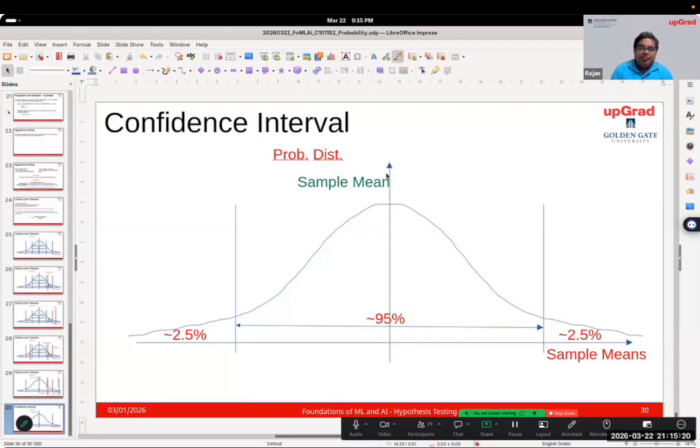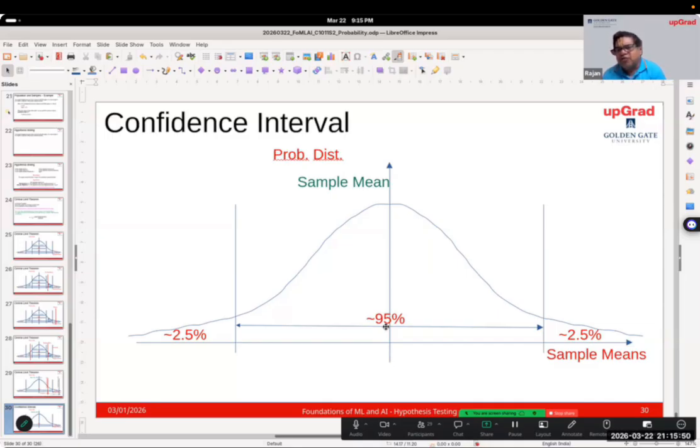Okay, I have the sample mean. This is 2 standard errors away to the left, 2 standard errors away to the right, and within this interval, I have a 95% probability of finding the population mean. This is a very crude statement. Even this is a crude statement.